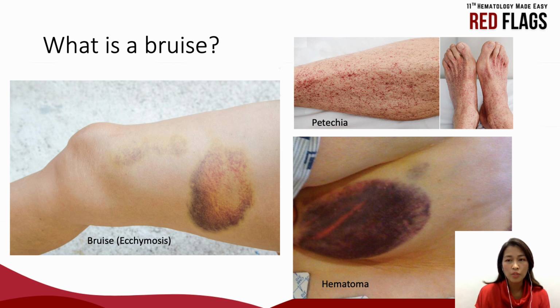Ecchymosis and hematomas, sometimes also referred to as purpura, are generally larger than 3 millimeters in diameter, compared to another sign of bleeding called petechiae. These measure less than 3 millimeters in diameter. All these cutaneous lesions are signs of bleeding that may or may not translate to a serious hematologic disorder, and we will discuss them later on.